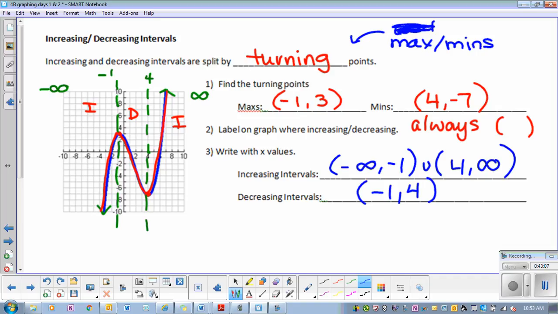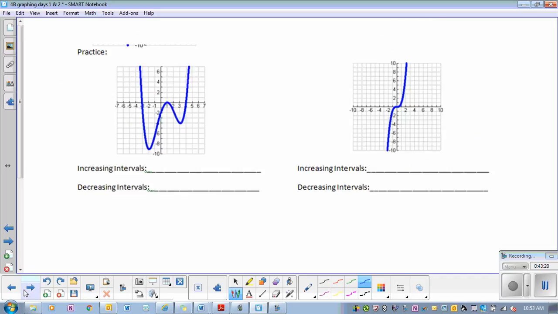Questions about this? I know it's a lot of information, guys. Graphing, right? It's just a lot. All right. So let's try this. Let's practice this. Okay.